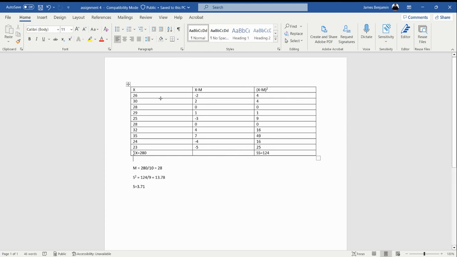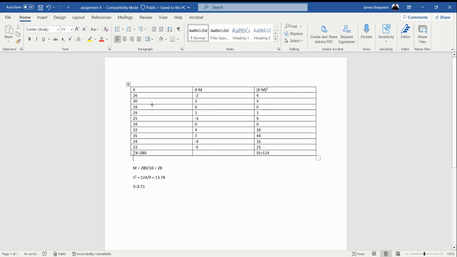Initially, you're just going to start with this first column, and you have to sum all of these scores up to try to figure out what the total is. And the reason you need that is because you're going to divide that by your sample size, in this case 10, to come up with a mean of 28.